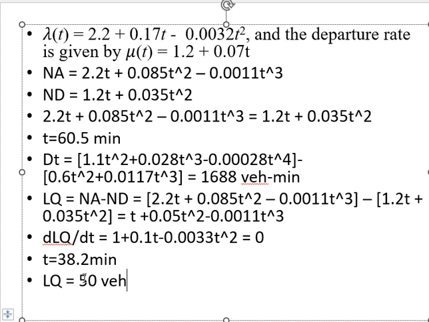Again, for the sake of practice, you can do one more thing. You can calculate average delay. What is the step you need to calculate the average delay? Vehicles. You need to find out number of vehicles. Okay, so from where do you find number of vehicles?